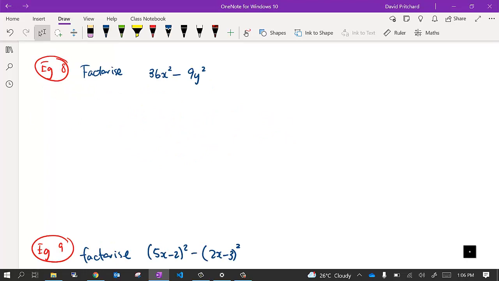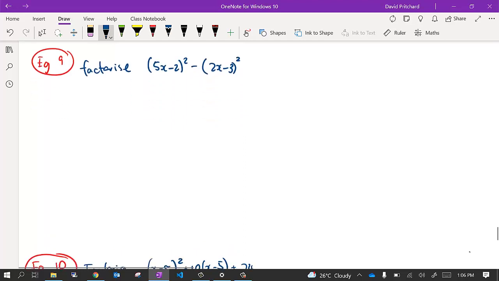Next one is recognizing that square take a square scenario and being able to manipulate. So we should be able to say that this 36x squared is actually 6x all squared, and this 9y squared is actually 3y all squared. As soon as we can do that, the factorization is easy because it's a square take a square. So it's DOPS, and we've got 6x plus 3y and 6x take 3y. When we take the next step, again, it's about recognizing that DOPS.